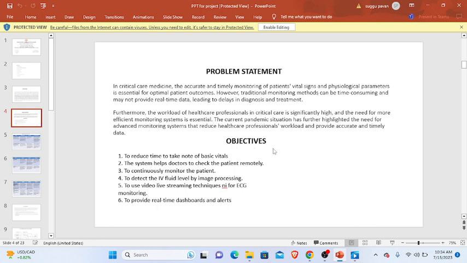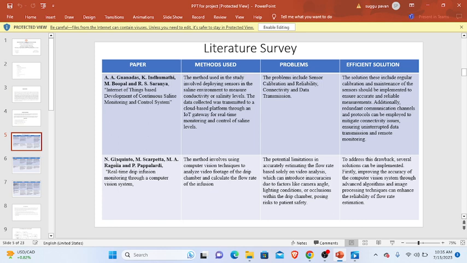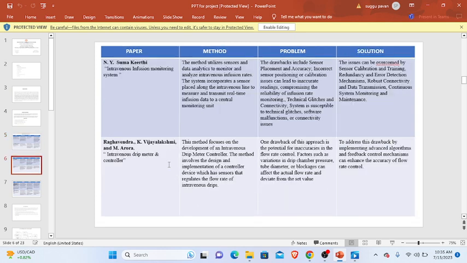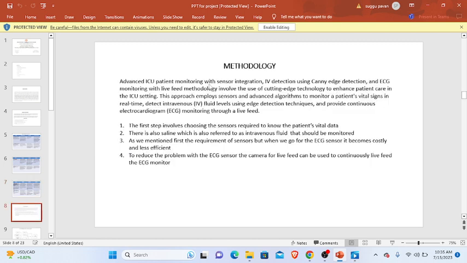Objectives of our project are as follows: to reduce the time taken to note the basic vitals, to help the doctor check the patient remotely, to continuously monitor the patient, to detect the IV fluid level by image processing, to use video live streaming techniques for ECG monitoring, and to provide real-time dashboards and alerts. These are some papers which we have referred to develop our project, and this is the methodology.